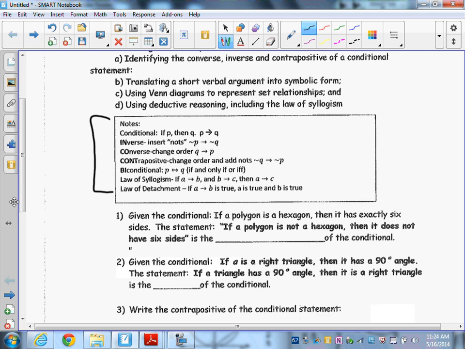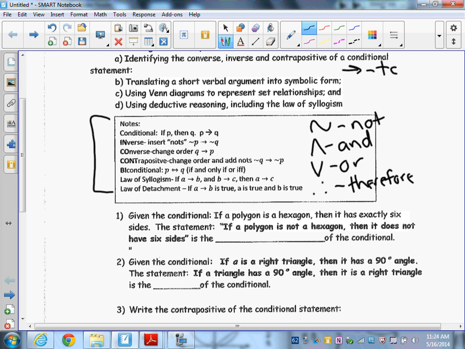There's a few other things that you need to know how to do. That's the symbols. So remember, this symbol here means not. This symbol is and. This is or. This is therefore. I'll move up here. This is then. And finally, the other symbol you need to know is if and only if. So if you know all that stuff, you will be good on this section.